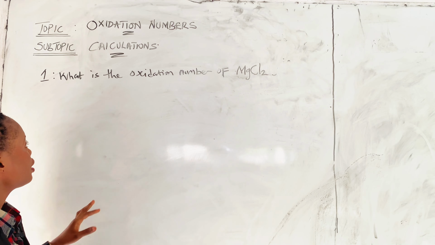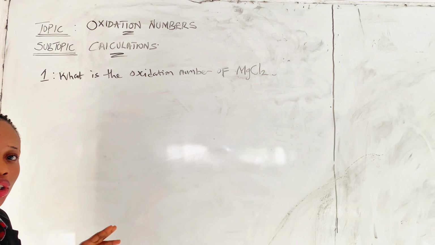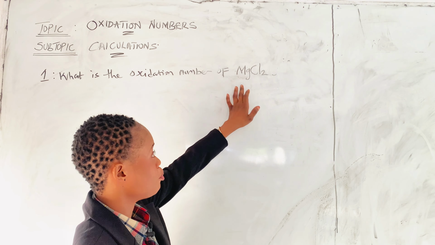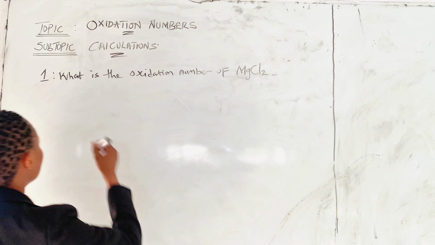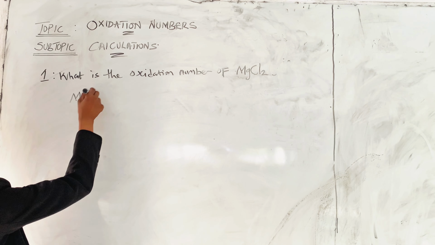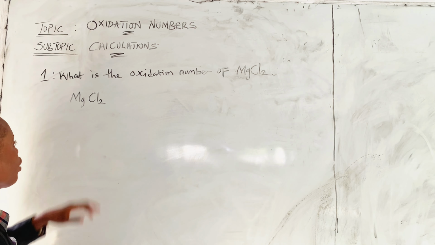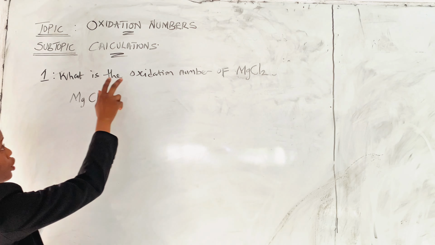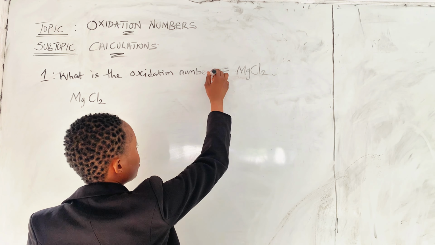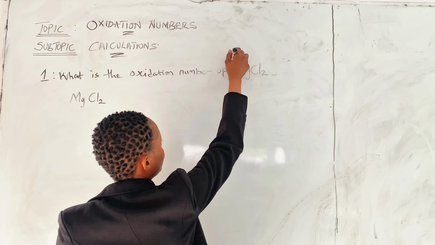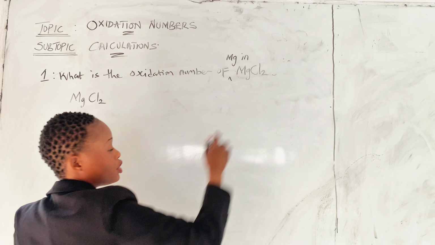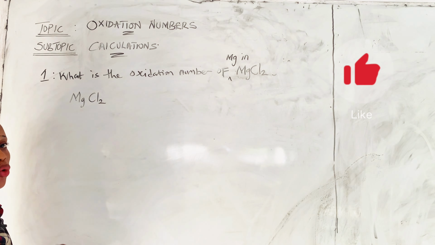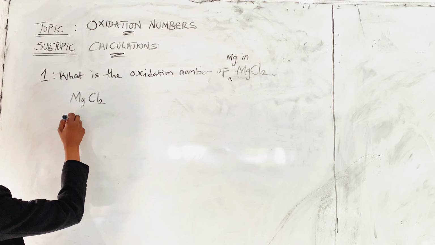So please take note of this question. It says, what is the oxidation number of MgCl2? So we're looking for what? Mg in what? MgCl2. Okay, so we're going to write our formula MgCl2. Now, because we are looking for the oxidation number of Mg, I think I omitted that in the question. What is the oxidation number of Mg in MgCl2? So we are looking for Mg. So Mg becomes our unknown. Now, solution.